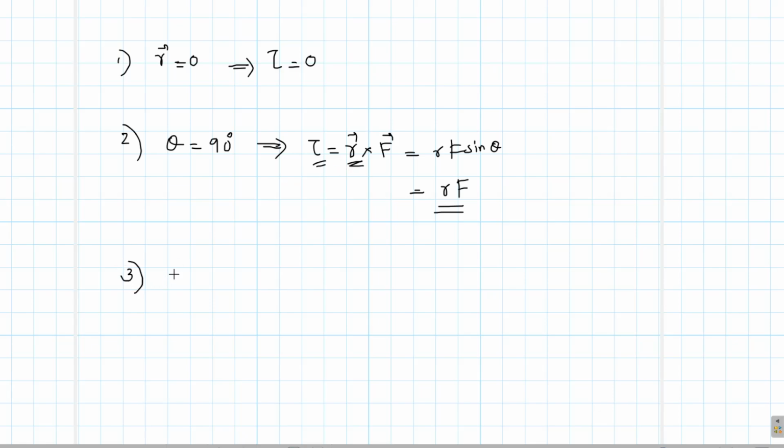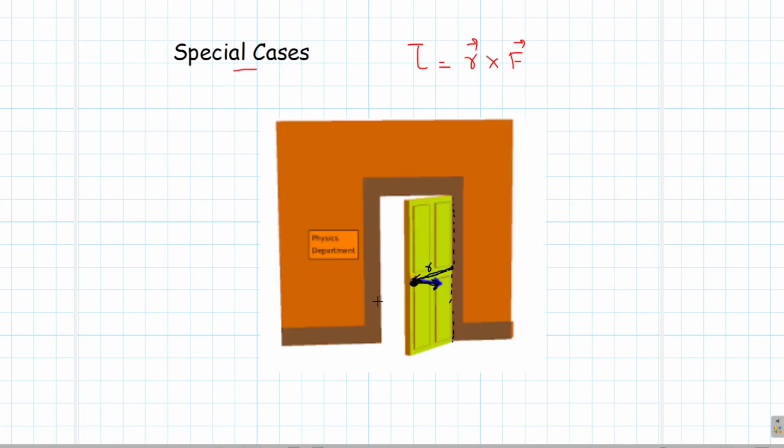And the third case is when theta is equal to 0 degrees or when theta is equal to 180 degrees. In that case, torque is equal to R F sine theta. And what is sine 0 or sine 180? It is 0. So this case is equivalent to you trying to apply a force simply along this R vector line. You are pushing this door like this or pulling this door like this, and it won't open the door, right? It won't rotate the body.